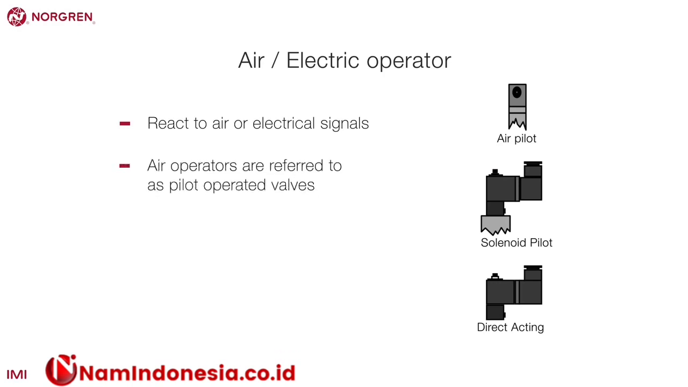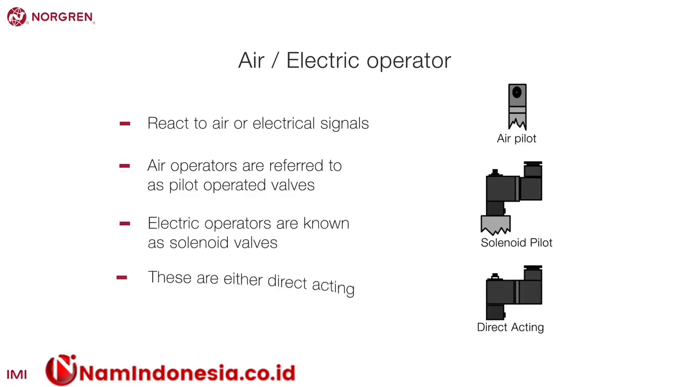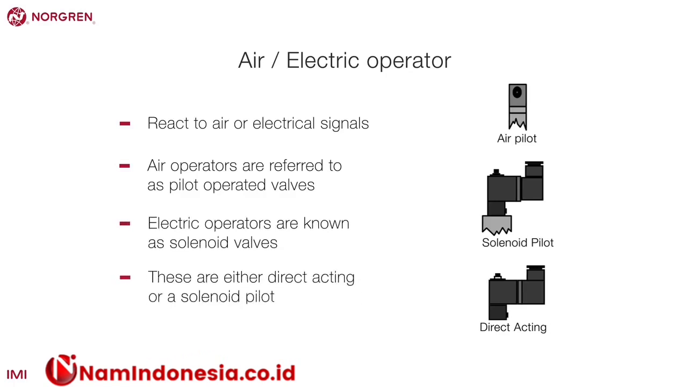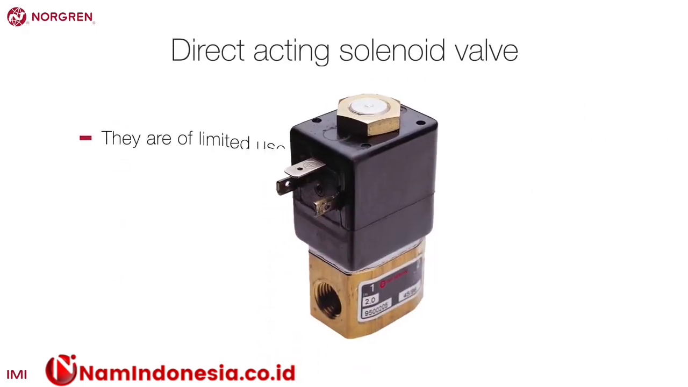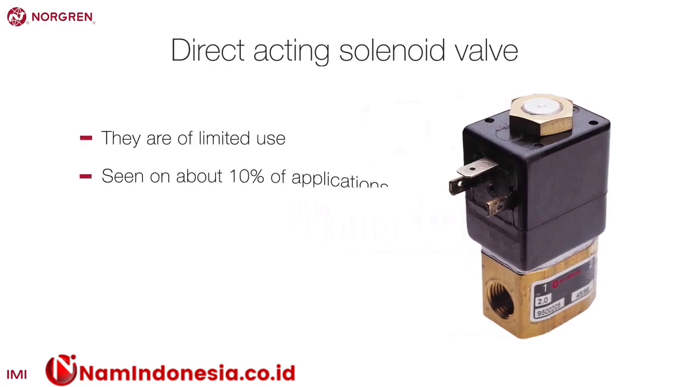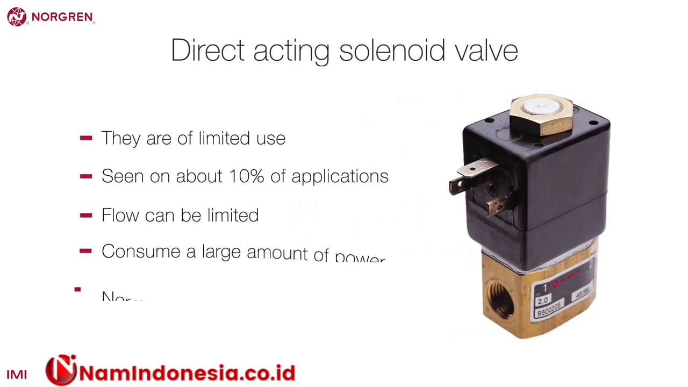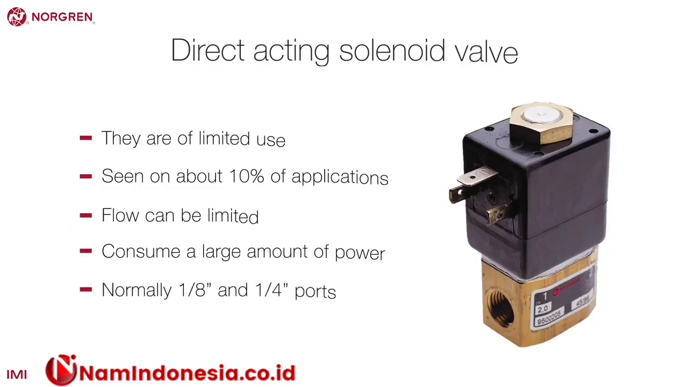Air operators are referred to as pilot-operated valves. Electric signaled operators are known as solenoid valves and are either direct-acting or a solenoid pilot. Direct-acting solenoid valves are of limited use and are seen on about 10% of applications. That's mainly because flow can be limited and they consume a large amount of electrical power.